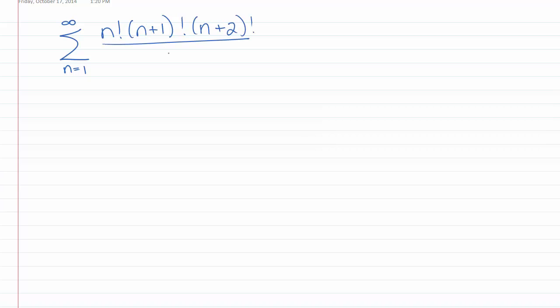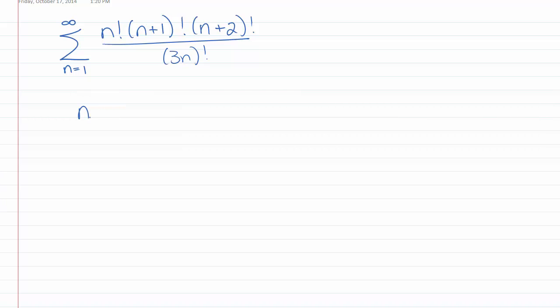Let's practice determining whether the following series converge or diverge. Let's look at the series n equals 1 to infinity of n factorial, n plus 1 factorial, n plus 2 factorial, all over 3n factorial. And the question is, can we make some sense out of what this is saying?